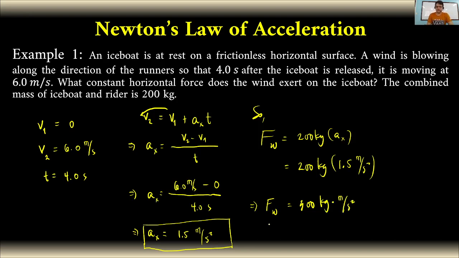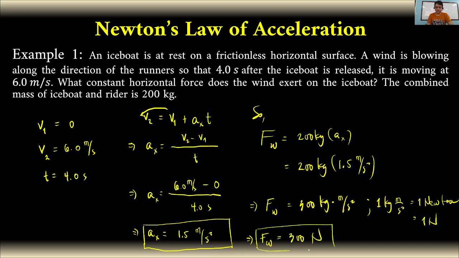But we define here a unit which says that 1 kilogram meter per second squared equals 1 Newton, or this is denoted by 1 capital N. Therefore, the force due to the wind, or exerted by the wind on the ice boat, is equal to 300 newtons. And we have to take note here that Newton is the unit of force.